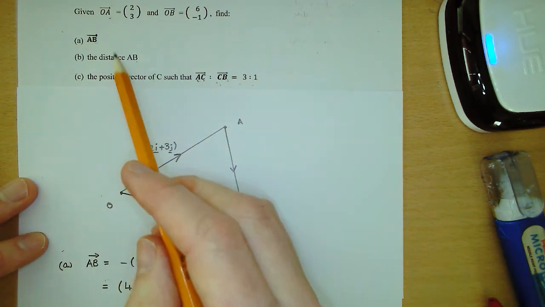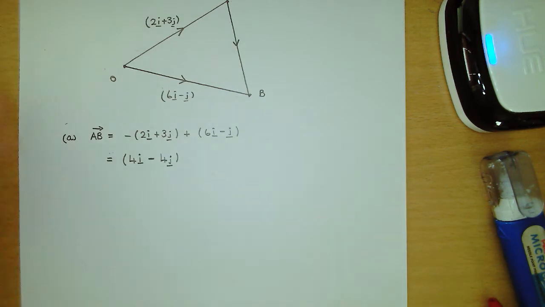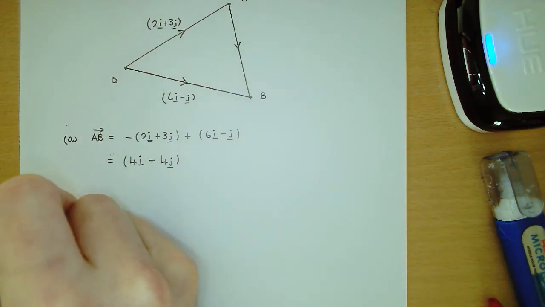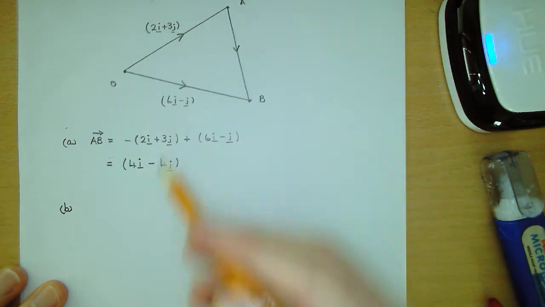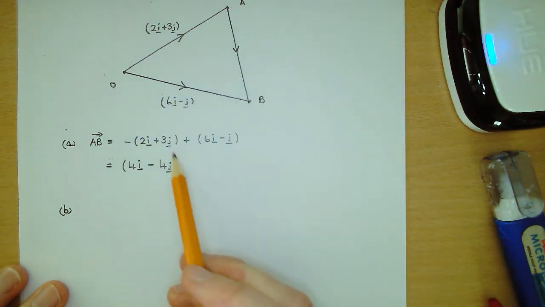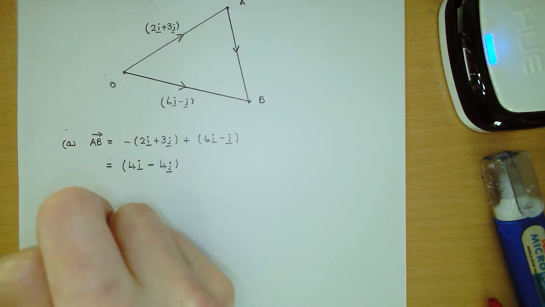Okay, part B then wants us to work out the distance AB. Well, that's actually really straightforward because we've done this before. To get the distance from A to B, we're just looking for the length of the displacement vector AB. So how do you get the length of a vector, or the magnitude?